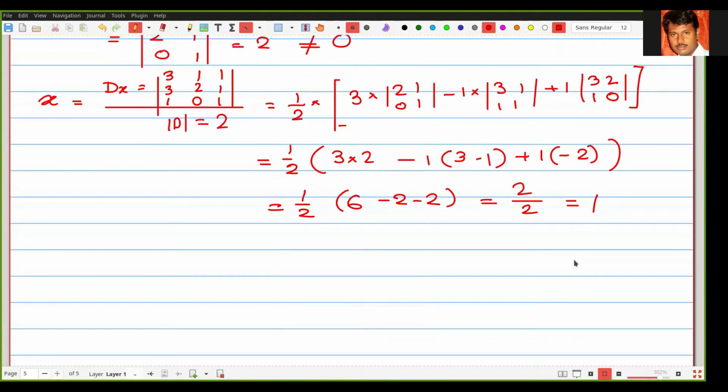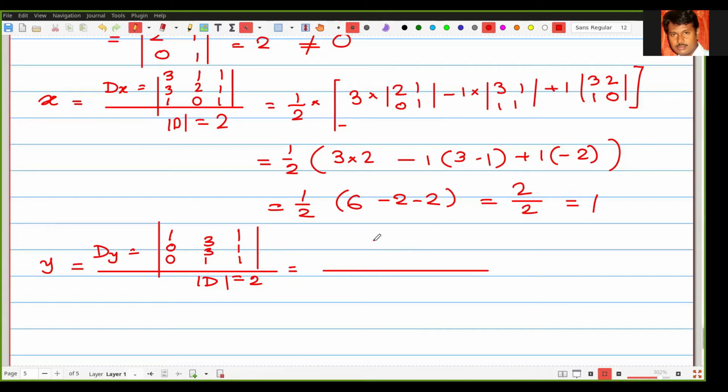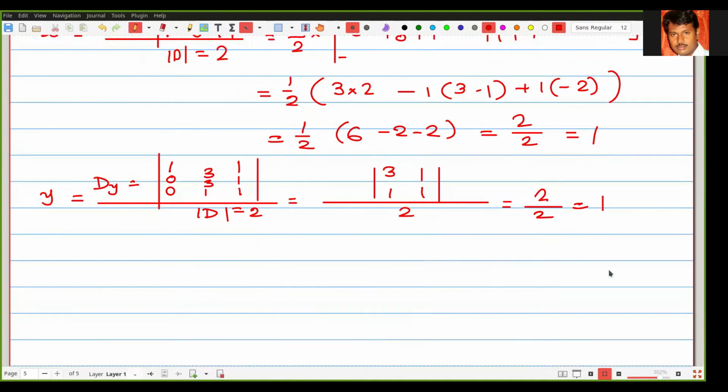Same as for y. So y is equal to Dy over D, which means the second column is now changing. The first column was 1, 0, 0, now the second column is 3, 3, 1, then 1, 1, 1, and the determinant D is 2. So we can check it now, that is becoming 3, 1, 1, 1 divided by 2, or 2 by 2, so that is equal to 1, the same.